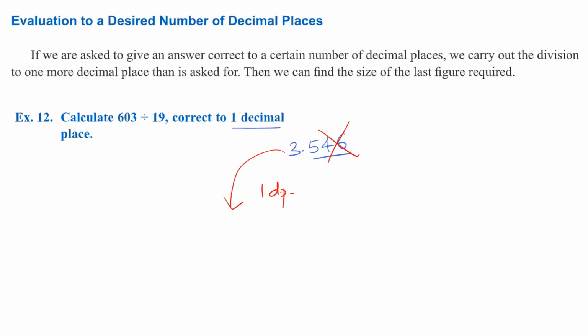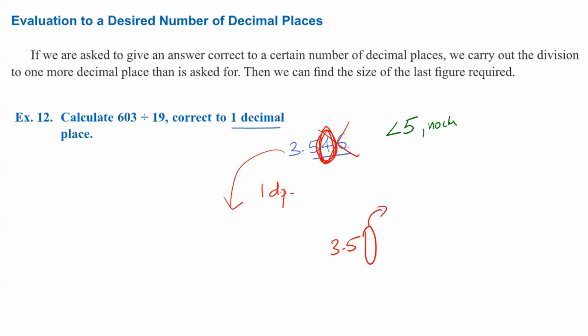Whenever you need to round off, you always need to focus on the number just before it. Here, 1 decimal place only you require. That means I require only 3.5. So I need to focus on the number coming next, the one that is to be dropped. So here the number is 4. And if this number is less than 5, there will be no change.